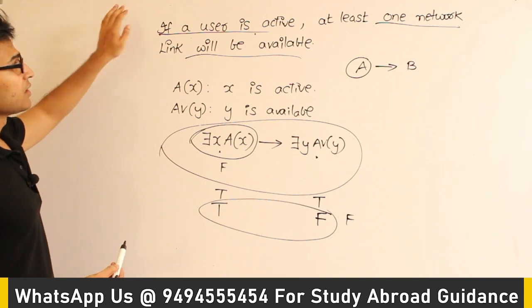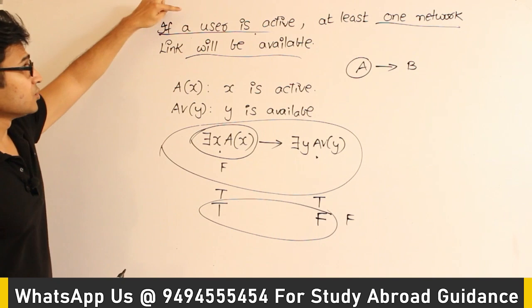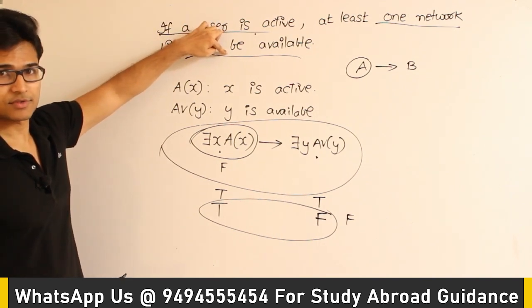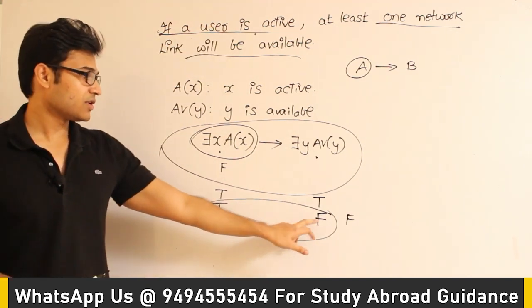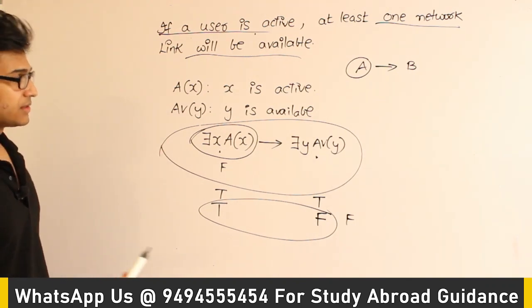So what is the correct meaning? It should only be false in the case when a user is active but the network is not available. Are you getting this? So when this one is true and this one is false, then only it will be false, otherwise it is always going to be true. Let's see more examples.